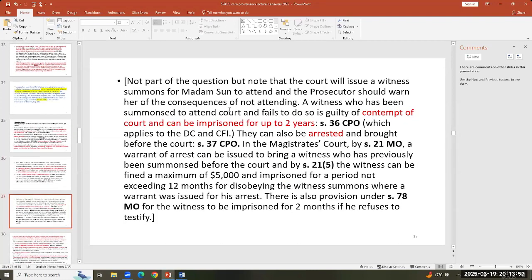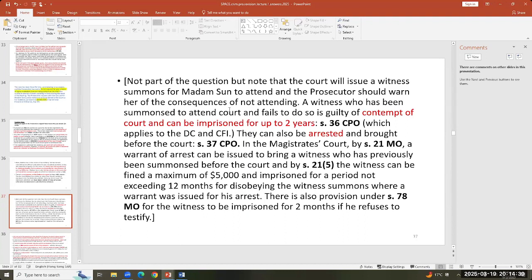Now, here, of course, the prosecution would issue a witness summons to Madam's son. You don't need to put this in your answer, but I'm just putting it here for you for your revision purposes, right? So the prosecutor would issue a witness summons to her, which compels her attendance. And if she doesn't attend, then she could be imprisoned for up to 2 years. She can be arrested and brought before the court. So, of course, the prosecutor needs to tell her of her legal responsibility to attend if a summons is issued, right?